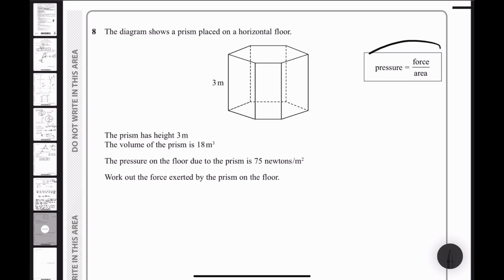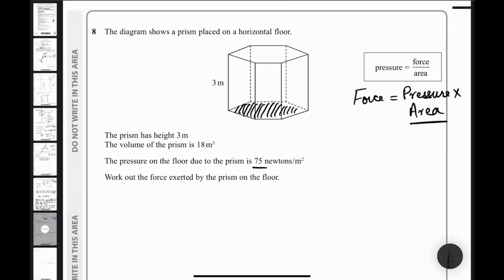And over here they have also given us the formula for pressure equals force over area. So pressure is equal to force over area, which means that our force will be equal to pressure multiplied by the area. Now the pressure is given. We have to work out the area of the base. So we have to find out this area of the prism. That's the base of the prism, and we have to work out the area of this base.